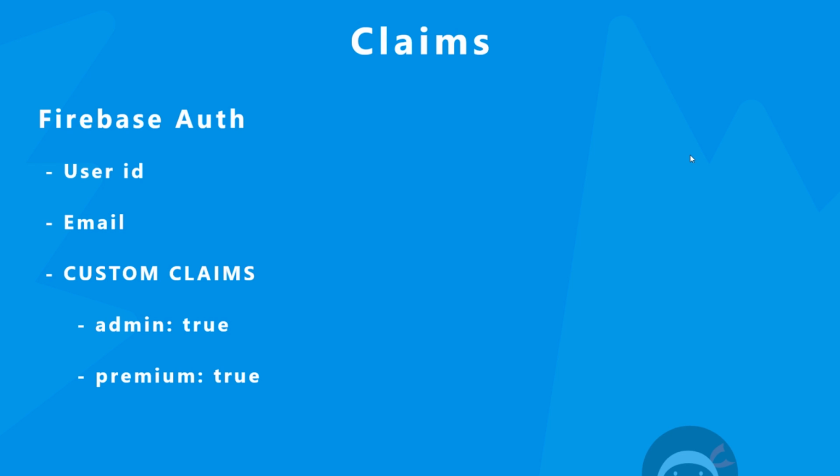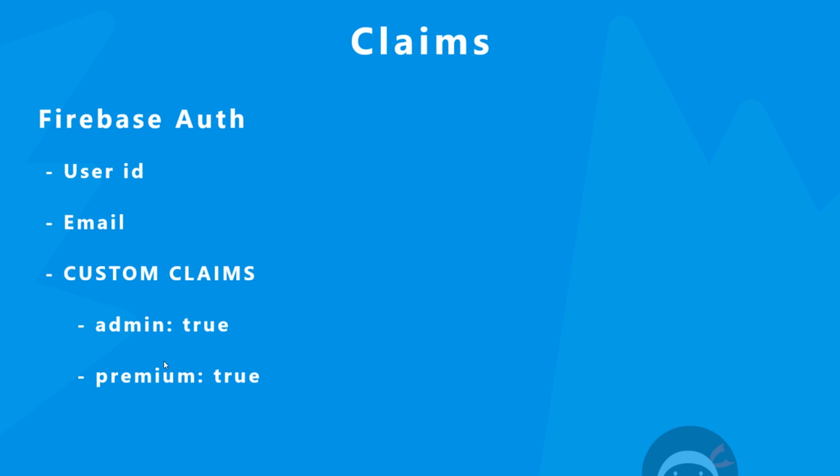All right then, so what are custom claims? Well, in a nutshell, claims are just extra bits of information that can be associated with a particular user. Now, we've already seen the basic properties of a user using Firebase Auth, things like the user ID, the email, or the display name, etc. But we can also store additional special properties via custom claims. An example would be an admin property, and that could be set to true, or a premium property for a paying user, that could be set to true.